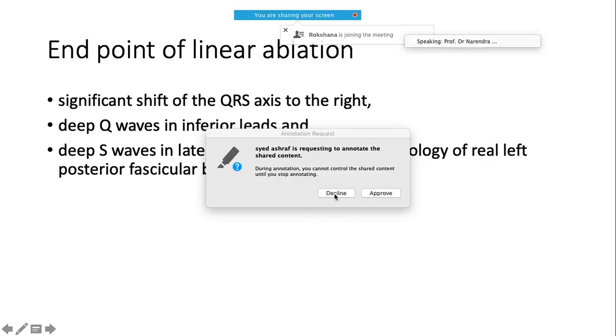Dr. Shayad Ashraf, you should not ask for annotation, okay? So I'm going to decline the request.